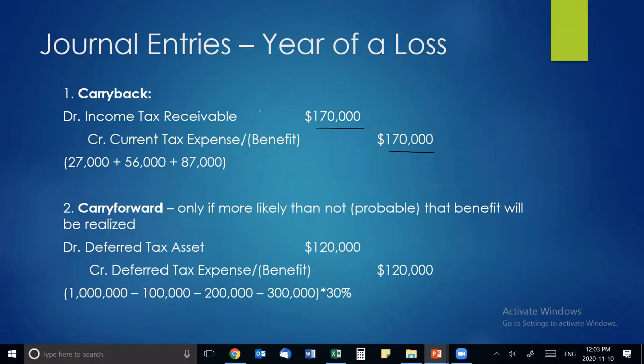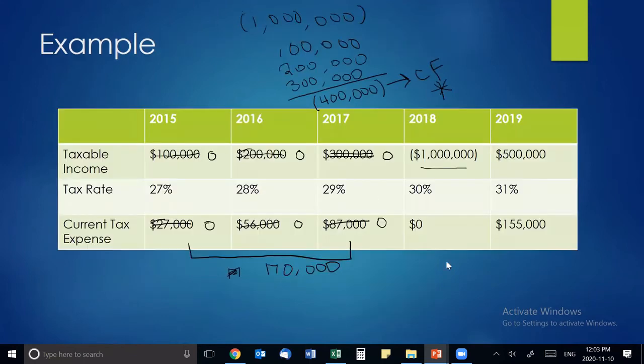Because we're going to get a refund for those three years, the tax we originally paid for those three years, we're getting a refund back. So 170,000, our current tax benefit actually. All right, so that is part 1 of the 2 journal entries you would do in a year of the loss. So let's go back to our example. We said we had $400,000 available to carry forward. We had $1 million at the beginning. We used up 100, 200, and 300. So now we've used up 600,000 of the 1 million, so we have $400,000 to carry forward.